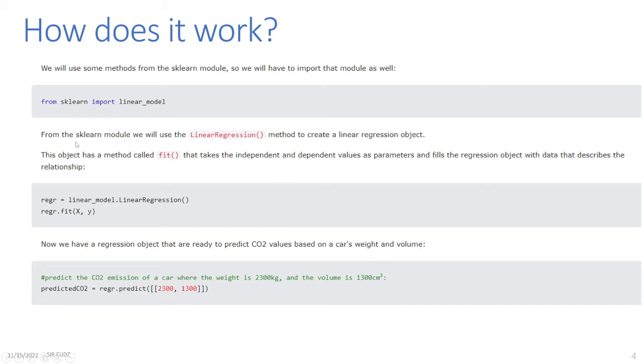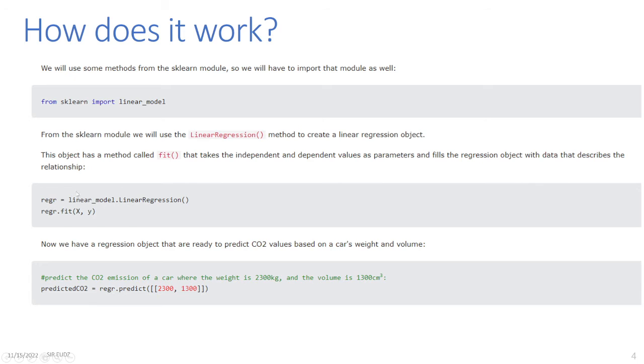Now, how does it work? We will use some methods from the sklearn module, so we will have to import that module as well. So from sklearn, import linear_model. From the sklearn module, we will use the LinearRegression method to create a linear regression object. And this object has a method called fit that takes the independent and dependent values as parameters and fills the regression object with data. So it will fill that with data that describes the relationship.